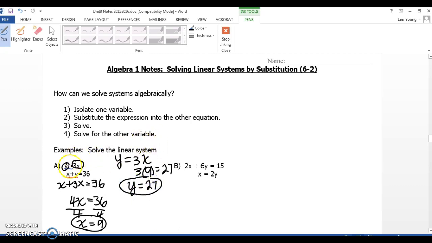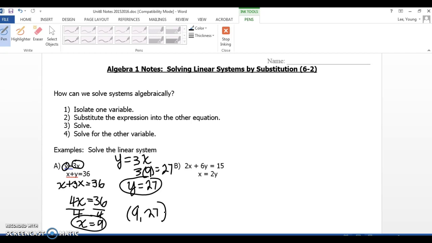Okay, so we can check your answer. 3 times 9 is 27, that's good. And then x plus y equals 36, so we can substitute: 9 plus 27 equals 36. Therefore, the solution is (9, 27). So this substitution method is very handy when we have one of the variables isolated already. So let's take a look at the second question.